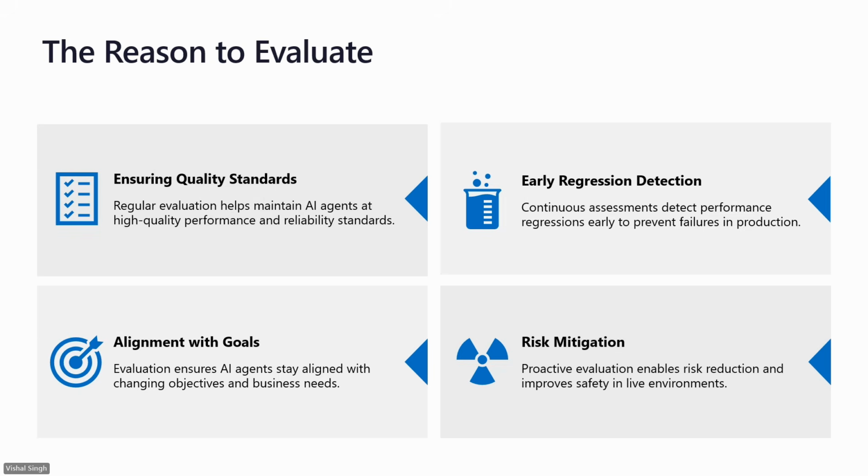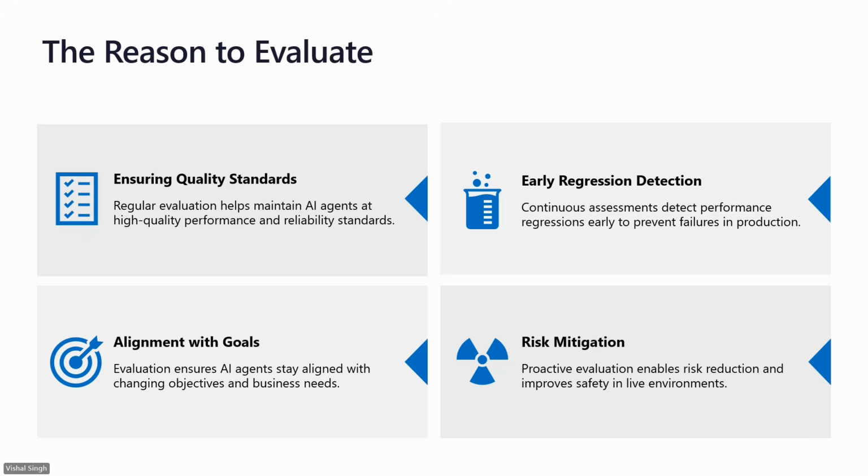Two is alignment with goals. So business requirements change, compliance obligations change, model updates happen. Each of these can shift what correct looks like for your agent without any change to the agent itself. So evaluation keeps you aligned with those moving targets. Without it, your agent gradually drifts out of step with the business and you won't know until something breaks.